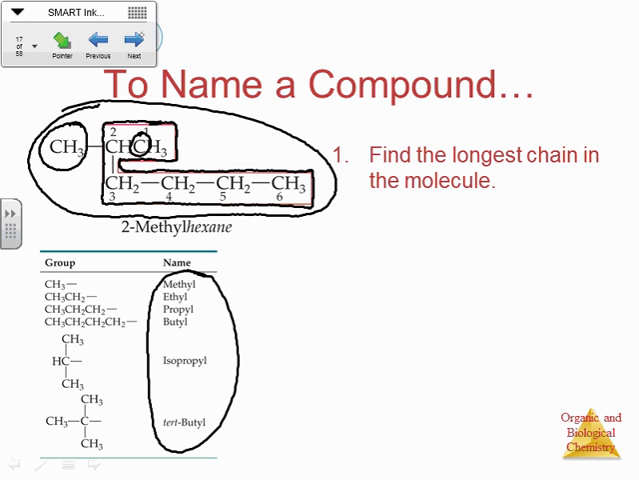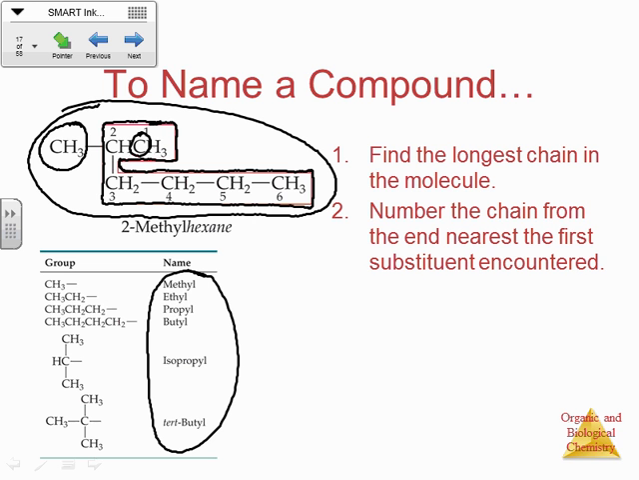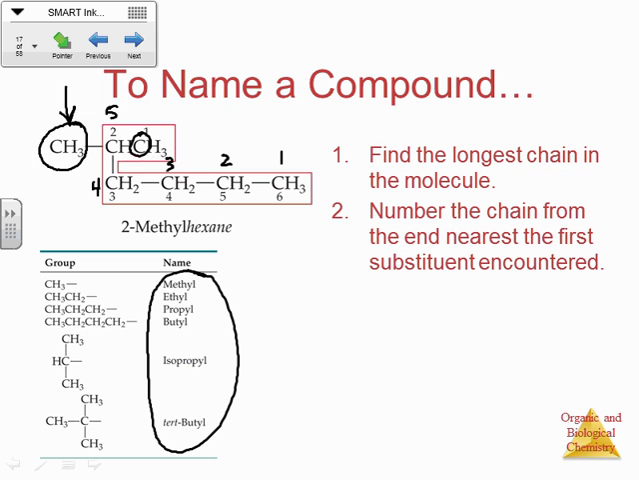So first of all you're going to find the longest chain. Then you're going to number the chain from the end nearest the first substituent. What that means is I don't want to start numbering over here 1, 2, 3, 4, 5, because if I do that, I don't get to this group right here until carbon number 5. If I number it in the direction that they numbered it, then I get to this group right here by the second carbon. So I want to number it in such a way that I get to the substituent, the thing that's coming off of the main chain, as quickly as possible.